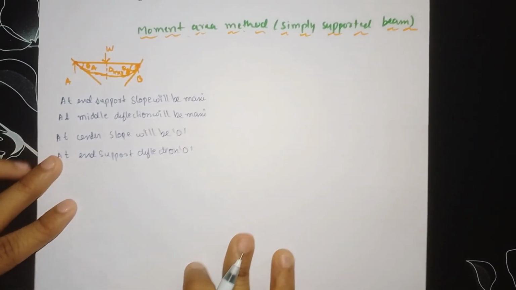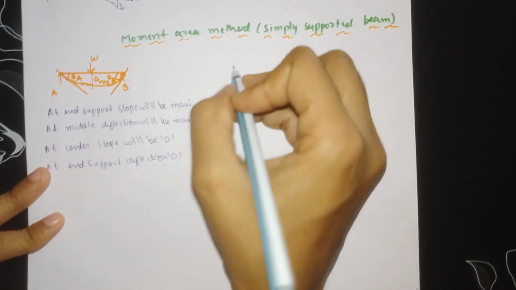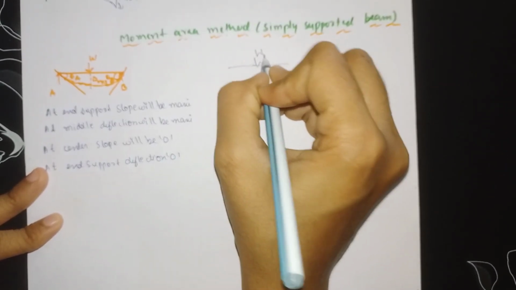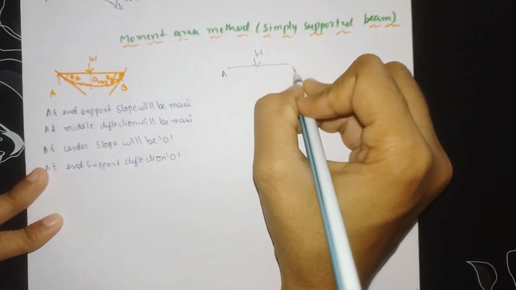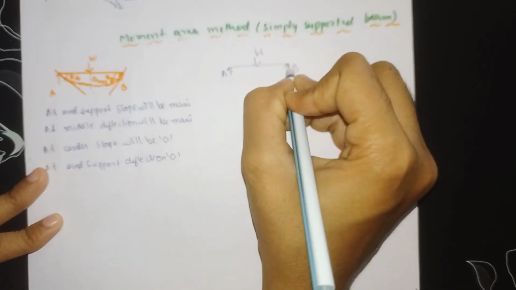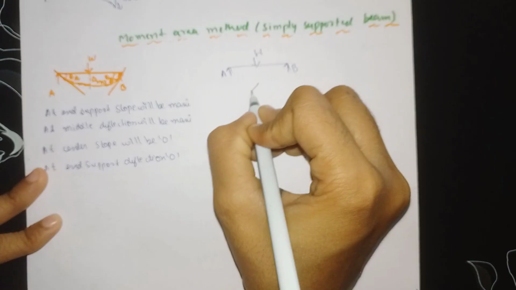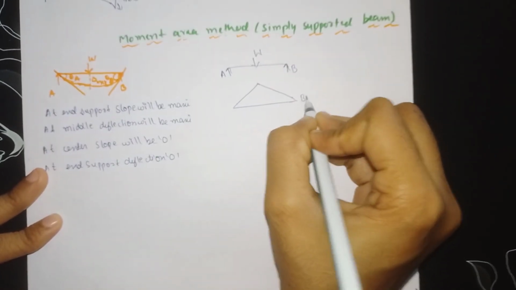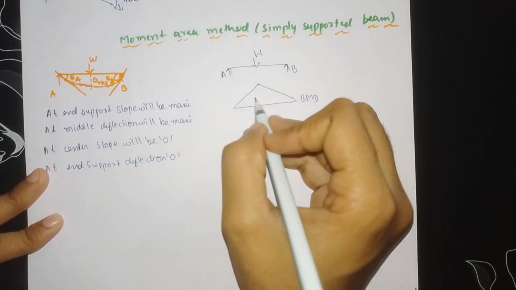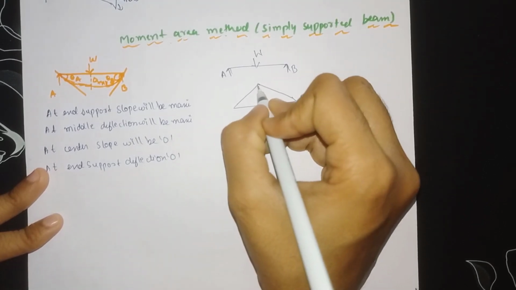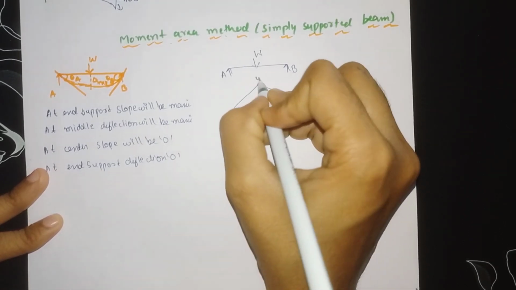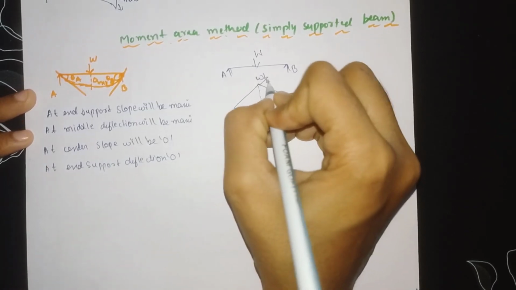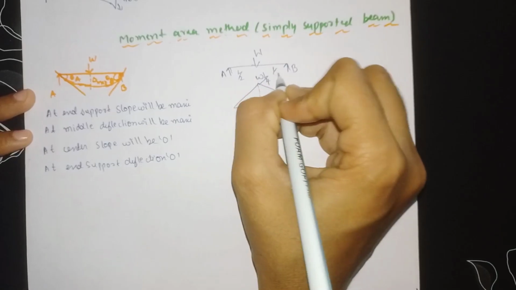So for example, if we take here the load, point A, point B. For this the bending moment diagram will be like this. At the center the bending moment value will be WL divided by 4. Here the distance is L by 2 and L by 2.